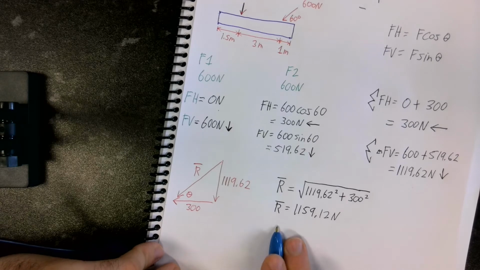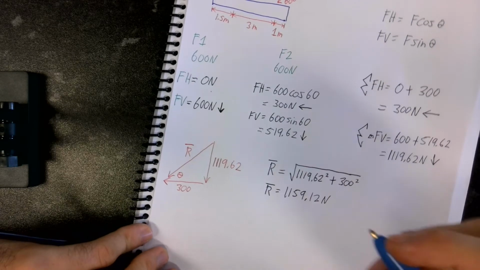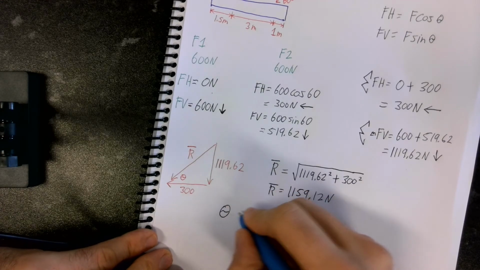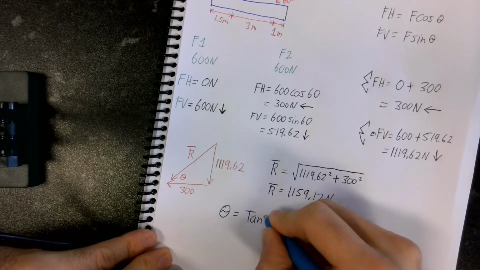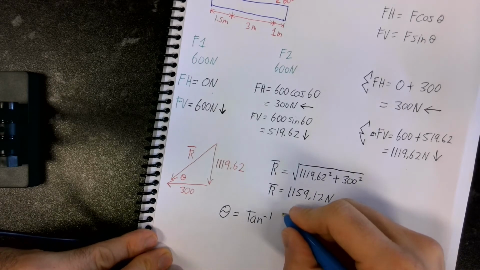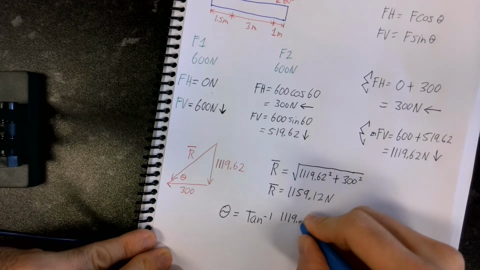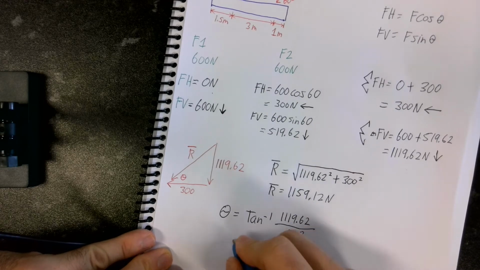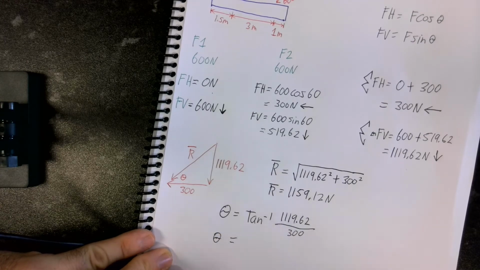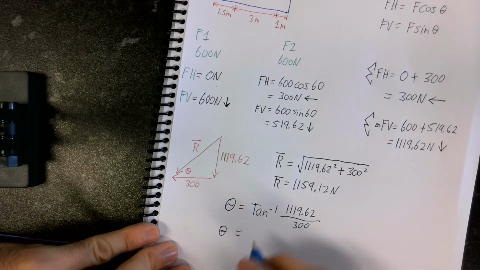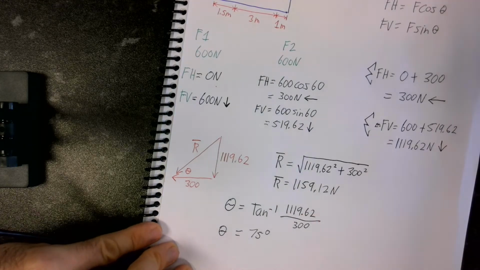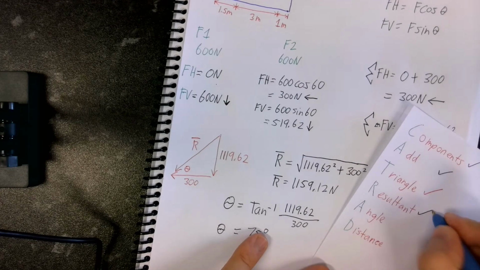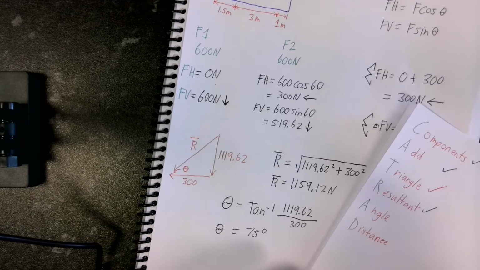Now we want to go to our angle. Remember, we're always using tan for our angle. So our angle is equal to tan to the power of minus 1, force vertical 1119 over force horizontal, which gives us an angle. Remember, we round this to a whole number in degrees. Good, 75 degrees. So we've just ticked two off there. Resultant we've done, beautiful, give it a tick. Angle, we found that too now, so give that a tick.